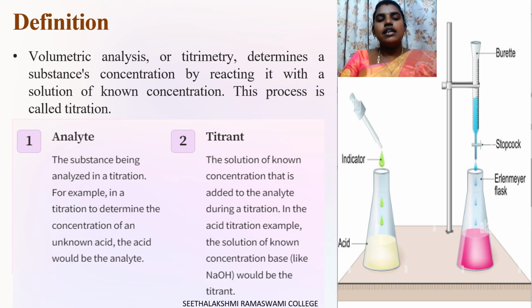Second one is the titrant. Titrant means the burette solution whose concentration is known. It is added to the unknown concentration during the titration. For example, a solution of known concentration of a base like NaOH would be the titrant.